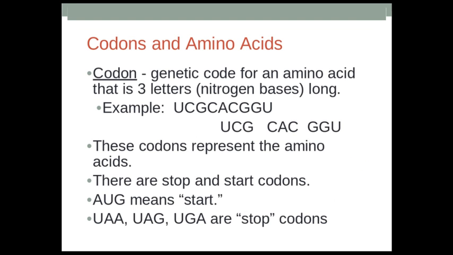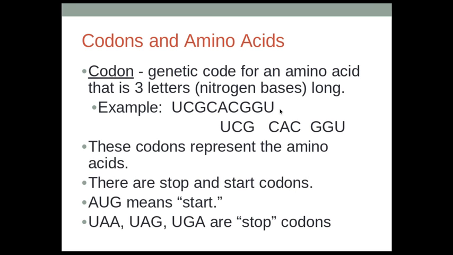All right. So when we're looking at a long code of mRNA, it's all these letters here. We look at something called a codon, and that's every three letters. So 1, 2, 3. Every three of these makes up a codon. That's the genetic code for one amino acid, and it's 3 nitrogen bases long. So those codons represent amino acids.